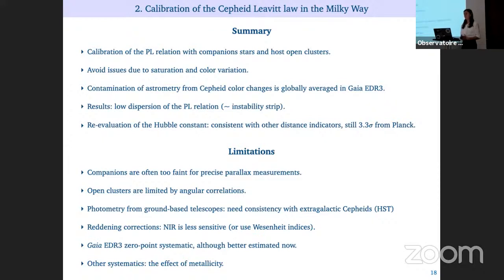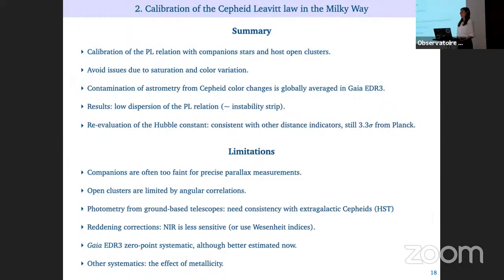So we are combining different photometric systems. We have to correct for the reddening. This is why we mostly use near-infrared or Wesenheit indices. There is still a 0-point systematic in Gaia EDR3, but it's now better calibrated. And we have to take into account other systematics on the distance scale.